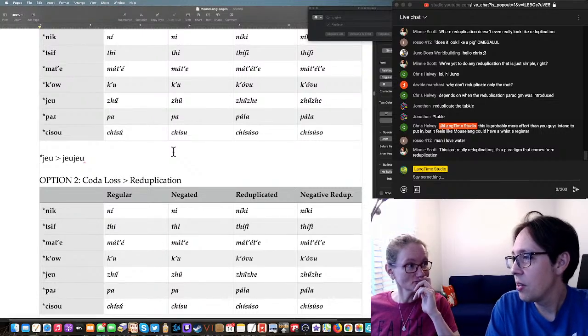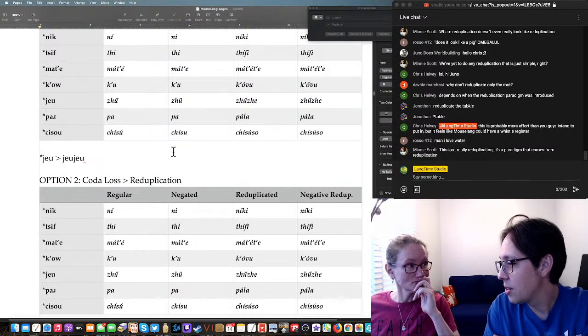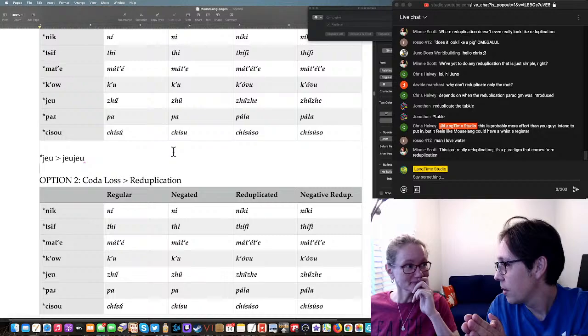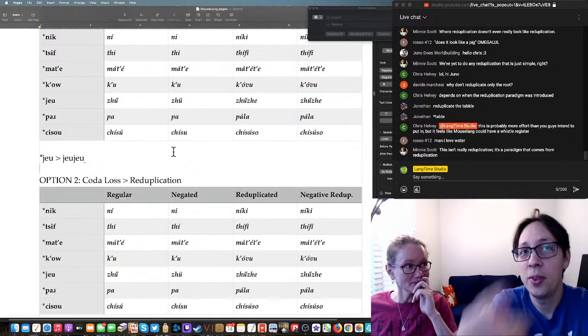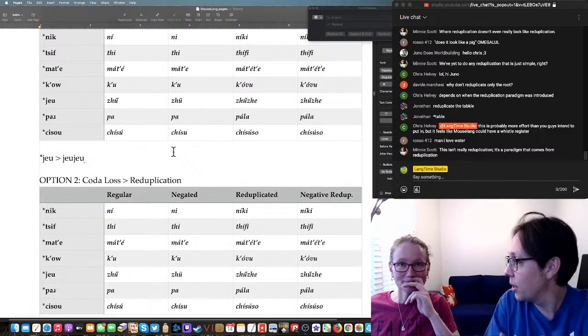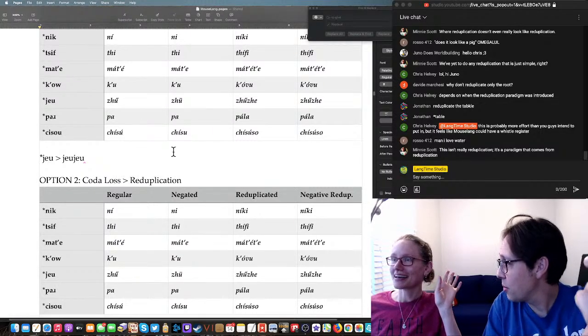Why? Because the form of the reduplicated syllable is CV. Not CVV, it's just CV. So there's no room for the extra "ooh". It tries to fit in, but it can't. It's a 2-person elevator.